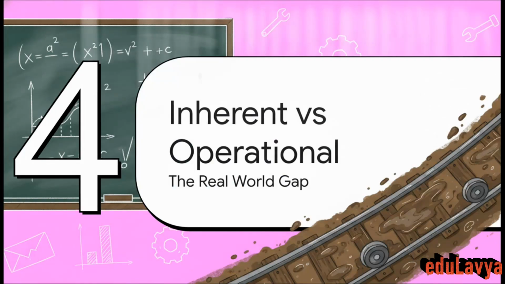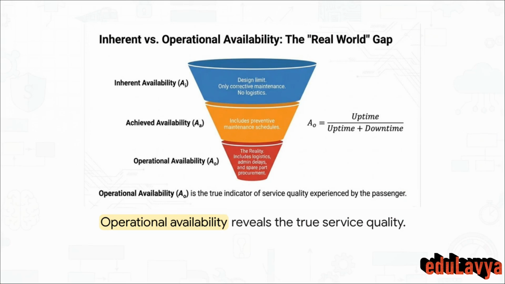Part 4. Inherent versus operational availability. Now, math on a whiteboard is one thing, but mud on the tracks is a totally different story. Every engineer out there faces this harsh reality check, which we can call the funnel effect. Up at the wide top of the funnel, we have inherent availability.